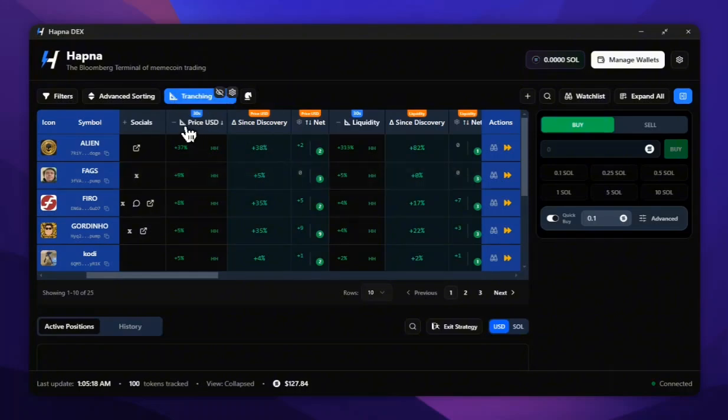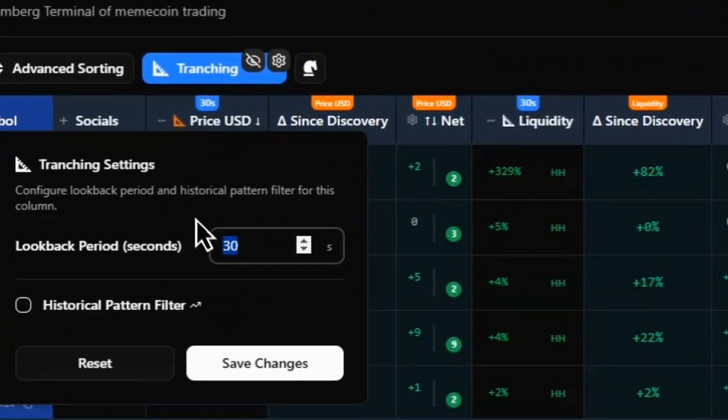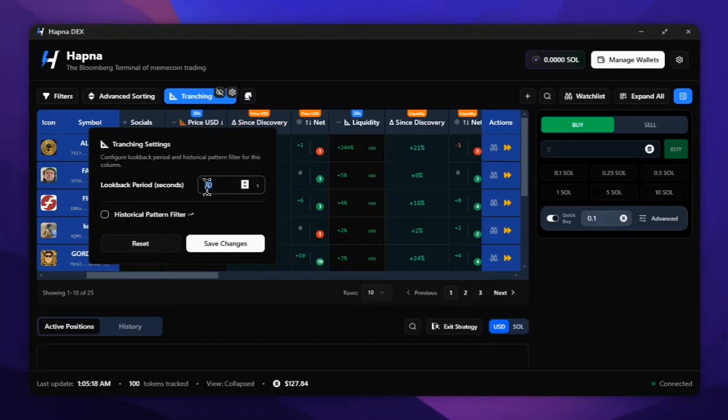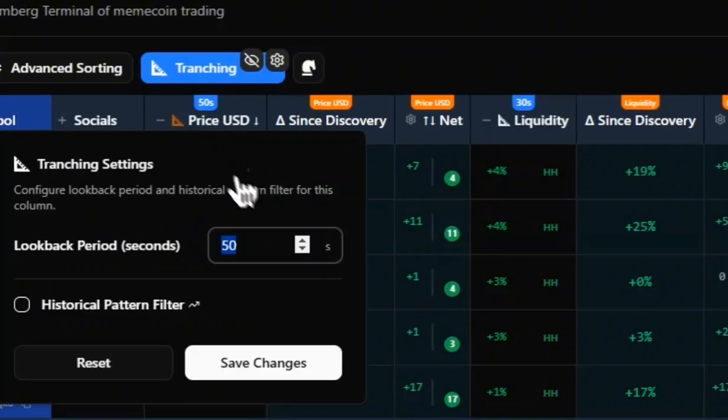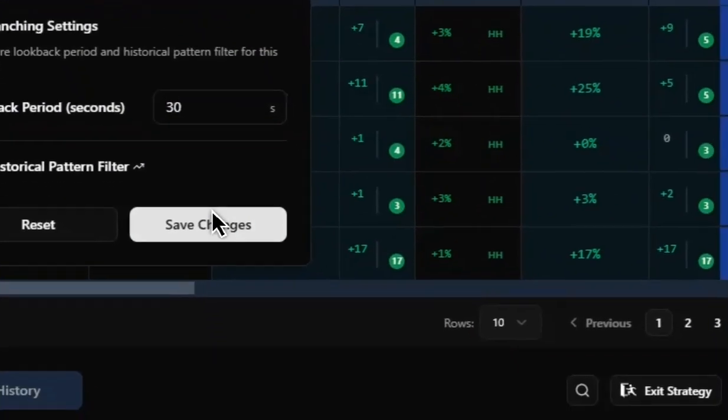If you click on this tranching icon here, you will see that you have column specific controls, which means maybe I want this column to have a different look back period in comparison to the other columns that are tranching eligible. If I click save changes, I will see different values, of course. So it all depends on your strategy, but for the sake of demonstrating, let's unify the look back period. I don't want to switch that. I want to have the same look back period.